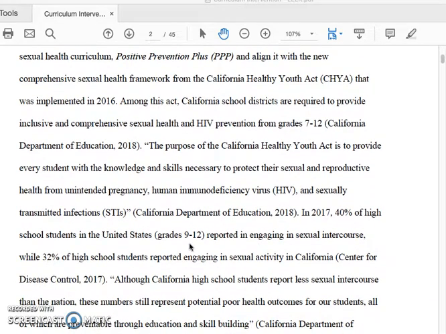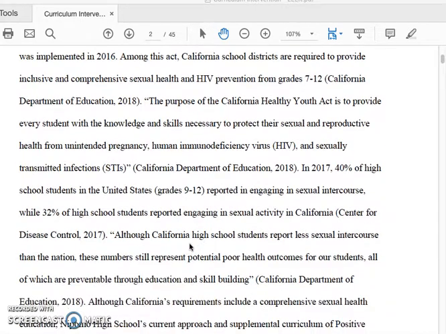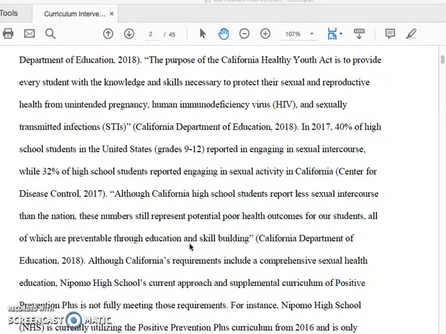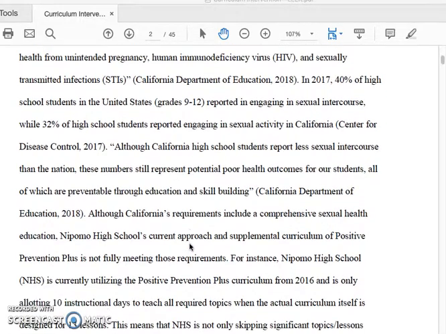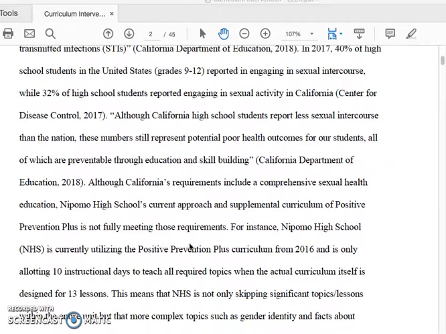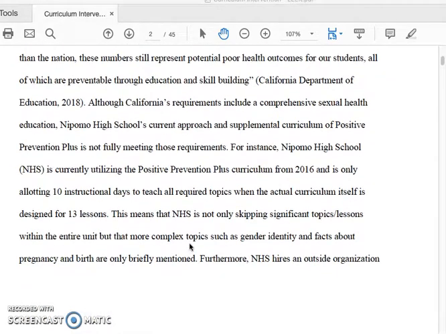We're utilizing the Positive Prevention Plus curriculum from 2016, which, again, still doesn't follow the guidelines. The 2018 version has updated information such as including gender identity or sexual orientation and human trafficking. So it just encompasses the importance of why we need the revision.